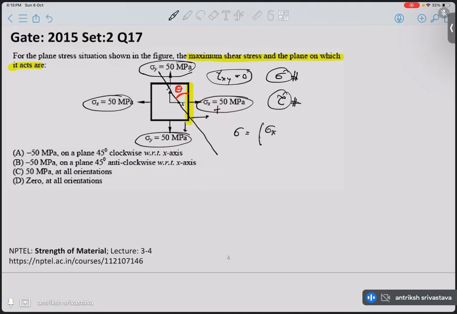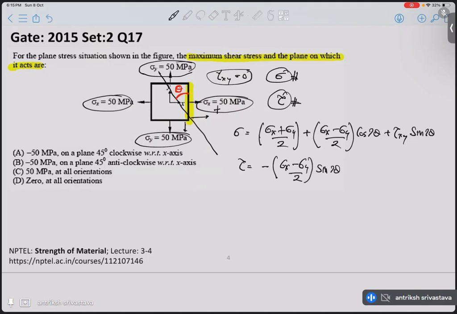So it will be sigma x plus sigma y by 2 plus sigma x minus sigma y by 2 cos 2 theta plus tau xy sin 2 theta. Correct? And tau will be minus sigma x minus sigma y by 2 sin 2 theta plus tau xy cos 2 theta. Is that fine?